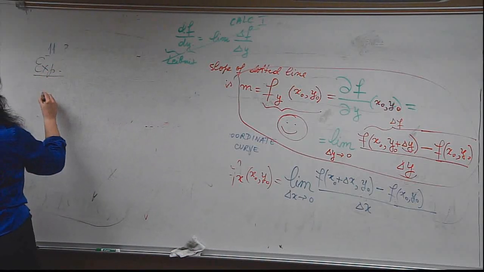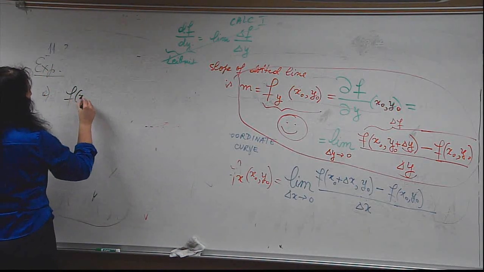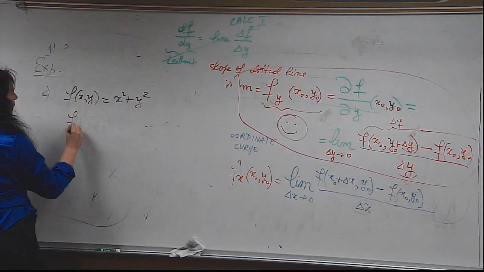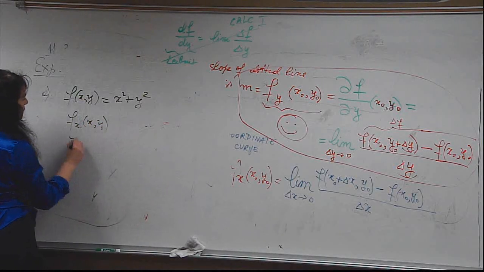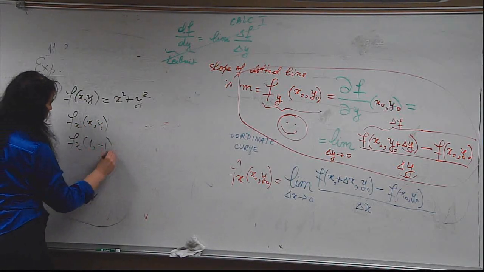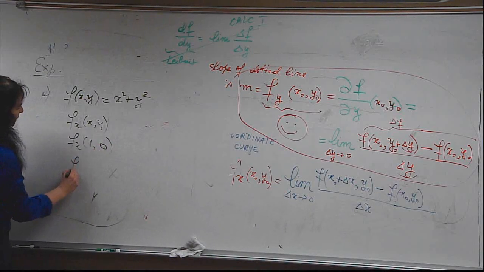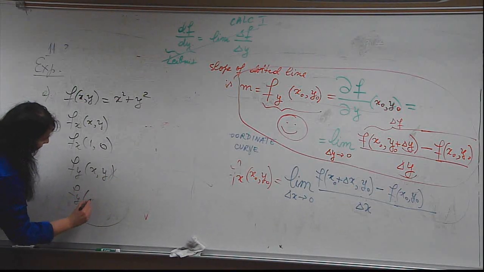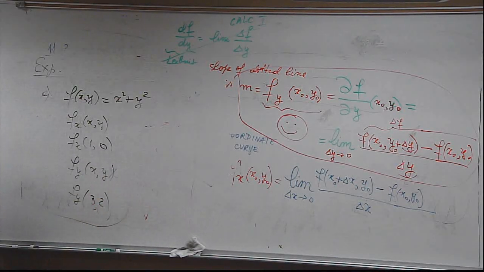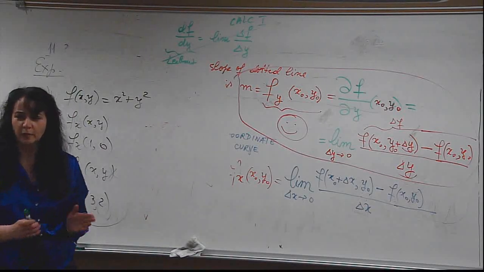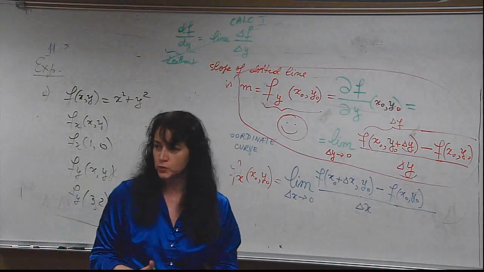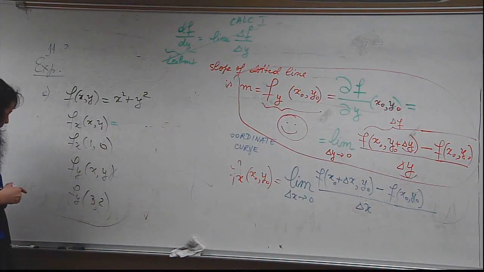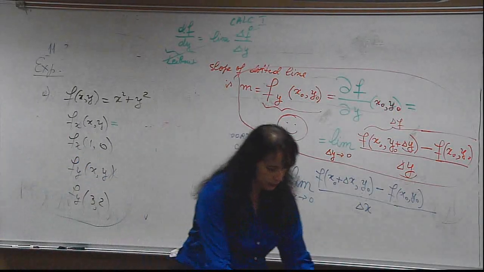Examples. Let's take f of x, y to be x squared plus y squared. Who is f sub x at x, y? Who is f sub x at (1, 0)? Who is f sub y at x, y? And who is f sub y at (3, 2)? Since I make up my own examples, I don't copy the examples from the book, because you are supposedly going to read the book. This is another example just for you.